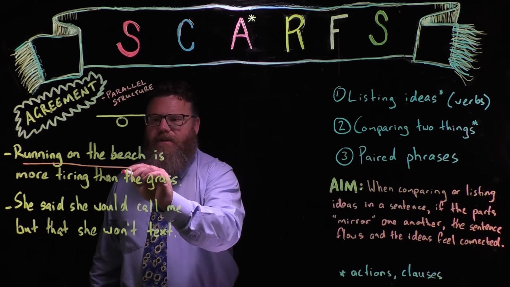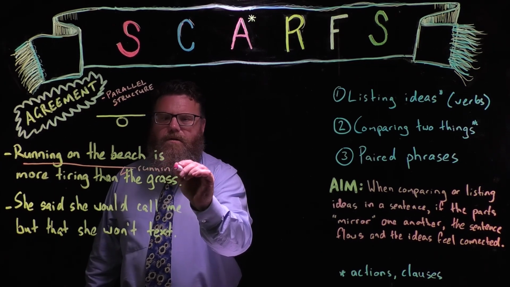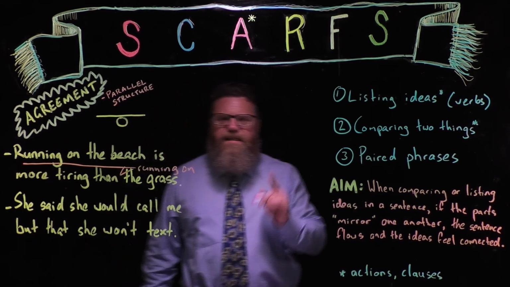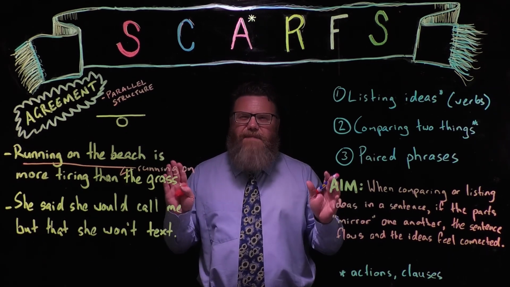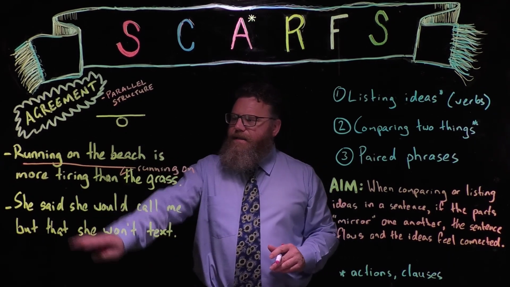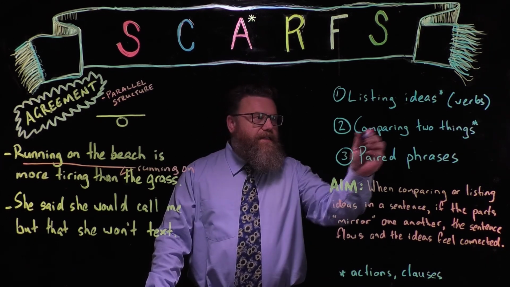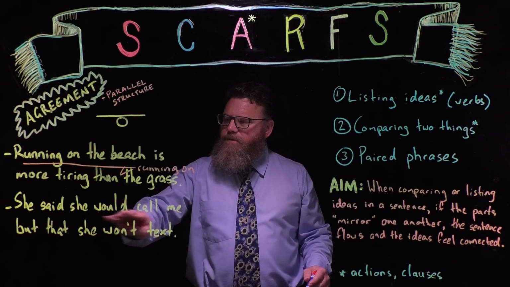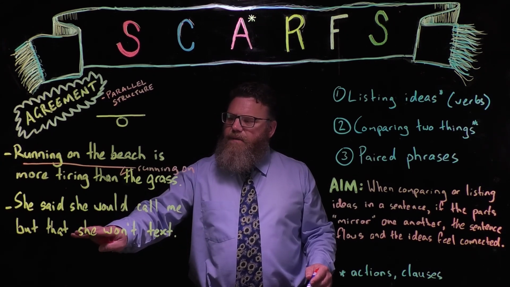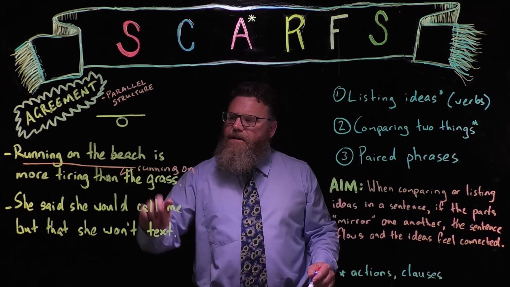So if we make the structure the same and make this running on, then our sentence has balance. Running on the beach is more tiring than running on the grass. Much better. Okay, here's another example. She said she would call me, but that she won't text. So in this case, we're comparing two clauses. The first clause being she said she would call me, and the second one being she won't text. Okay, but they don't match.